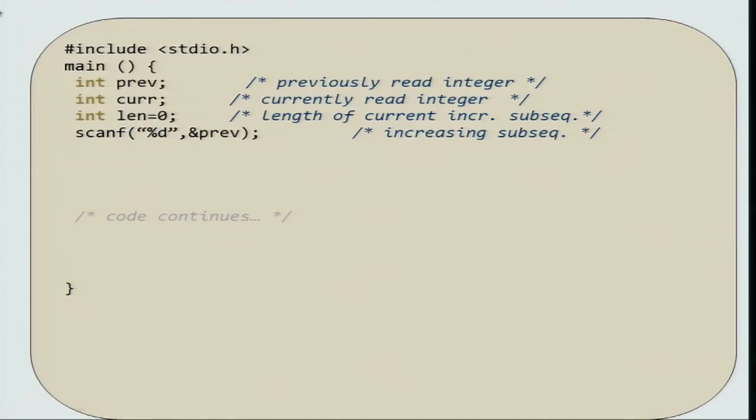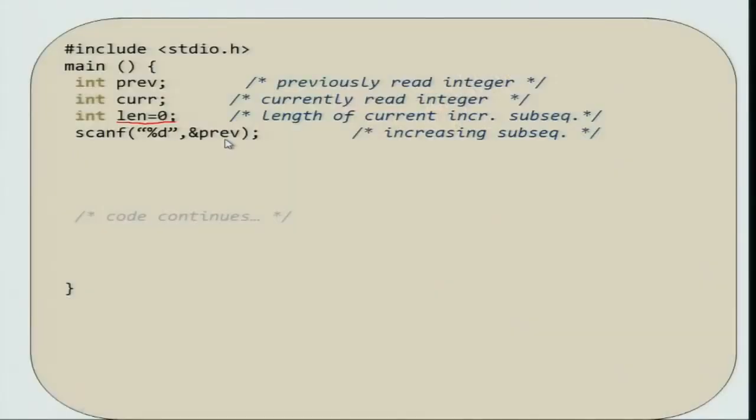Okay. So, here is a new construct that we are seeing for the first time, which is that when you declare a variable, you can also initialize it immediately by saying len equal to 0. So, this is a very intuitive notation. So, this will declare a variable and immediately initialize it to 0. Okay. So, once we declare these 3 variables, let us say that we scan the first variable into previous.